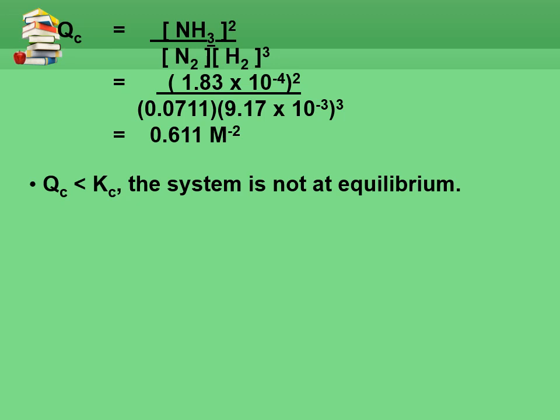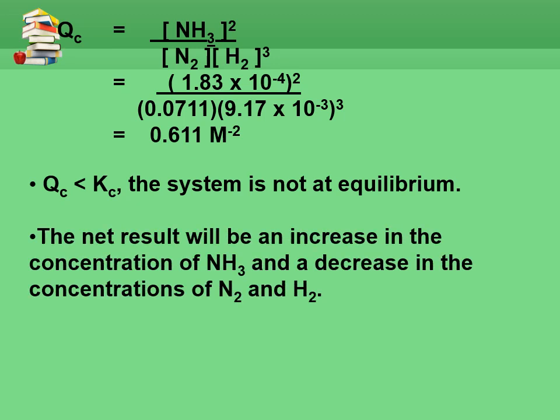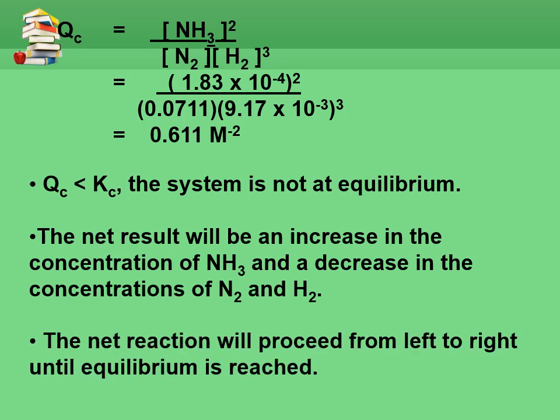This value is less than Kc, meaning the system is not at equilibrium. The net result will be an increase in the concentration of ammonia and a decrease in the concentration of nitrogen and hydrogen. The net reaction will proceed from left to right until equilibrium is reached.